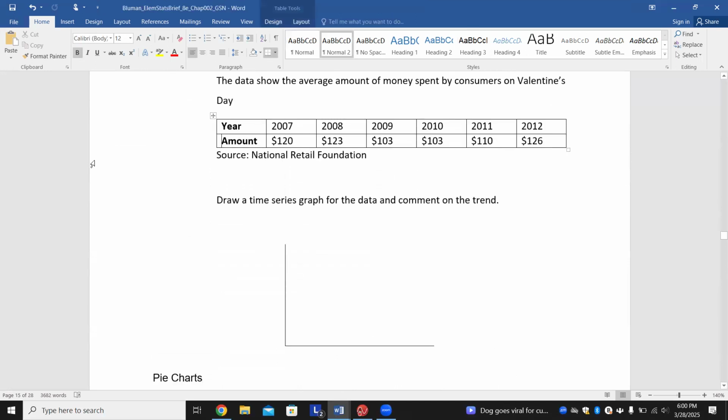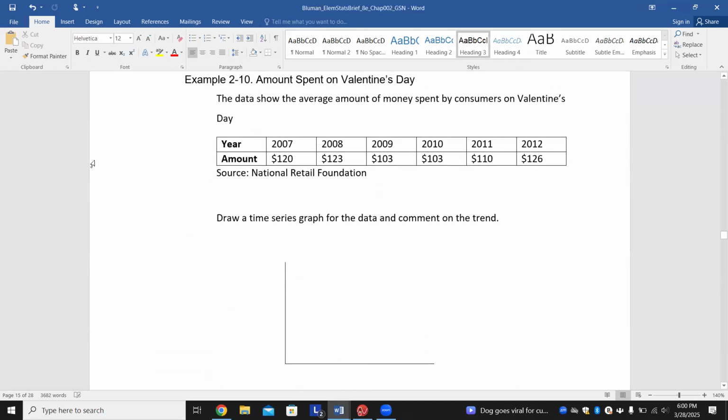All right, let's look at a different example. We'll look at example 10, and then we'll see amount spent on Valentine's Day. So again, the data shows the average amount of money spent by consumers on Valentine's Day. We have years from 2007 all the way to 2012 and the amount of money each year. So again, we're going to draw a time series graph for the data and comment on any trends that we might see.